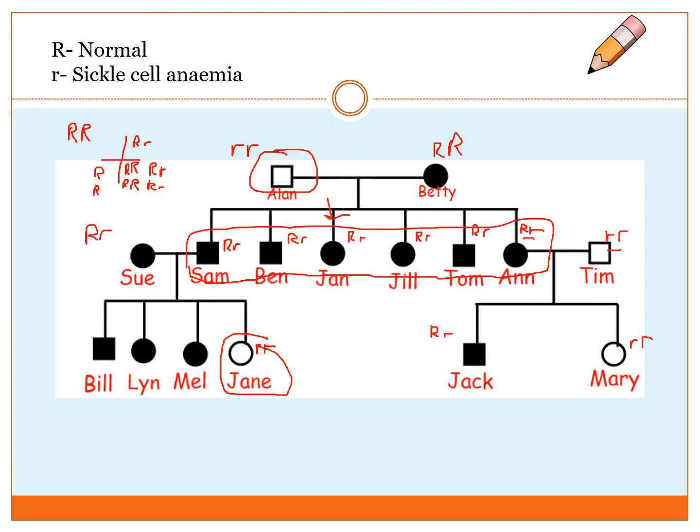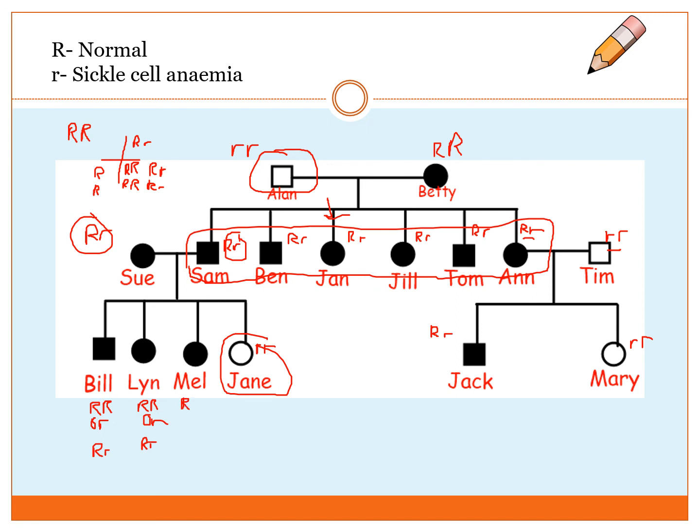Now if you cross two heterozygous together, we should be getting our 3:1 famous ratio. So Bill, Lynn, and Mel are either going to be big R, big R or big R, little r. And it's not possible to tell which one they are. You could only tell that if you crossed them with a homozygous recessive.